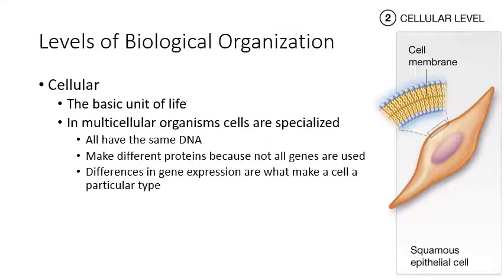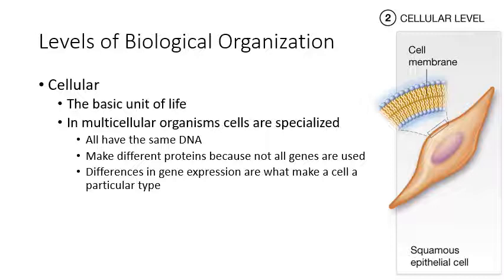Above the chemical level, you have the cellular level of organization. Of course, you probably remember that cells are the basic unit of life. So all organisms have their body made up of cells. Some organisms that are really simple just have one cell, like bacteria, but organisms like us have a lot of different cells. We call them multicellular organisms.